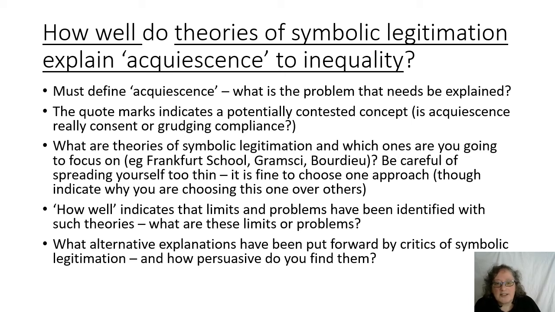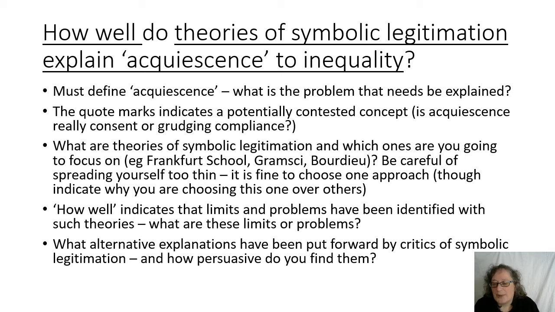"How well" in an essay title always indicates that you're being asked to look at limits or problems that have been identified with these theories. What are these limits or problems? The theorists themselves, people who advocate theories of symbolic legitimation, indicate limits, but there are also external criticisms, limits that have been much more forcefully identified by others who say that actually symbolic legitimation is by no means as extensive as some people seem to suggest. And you're really being asked to weigh up those arguments. And of course, if we're saying it's not symbolic legitimation which explains people's acquiescence, however we understand that, well, what does then? So we also need to consider the counter-arguments, the alternative explanations.